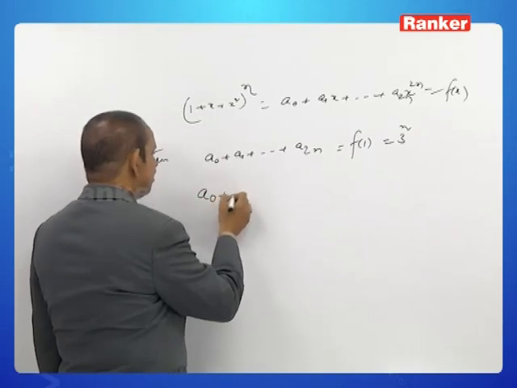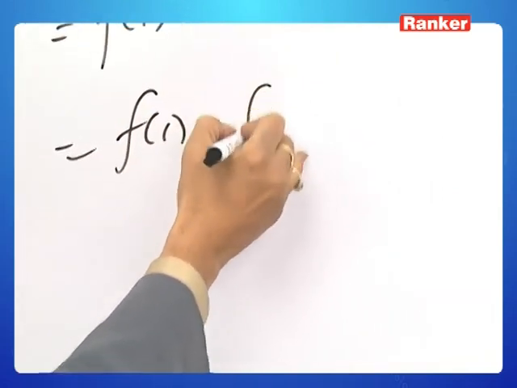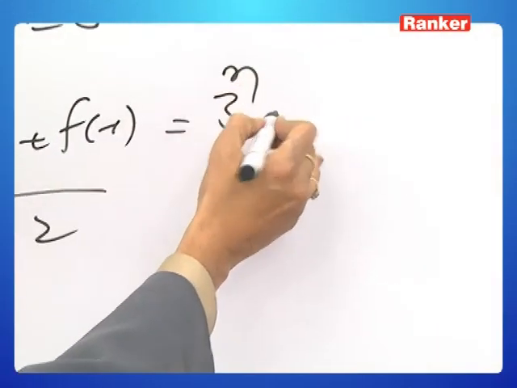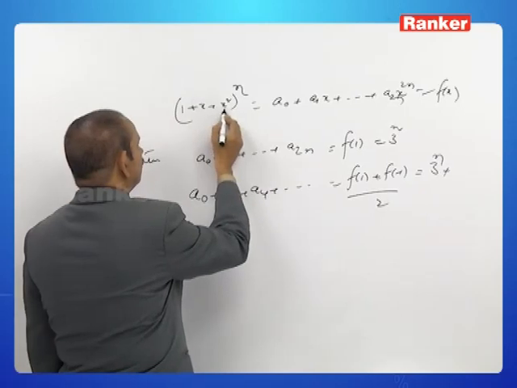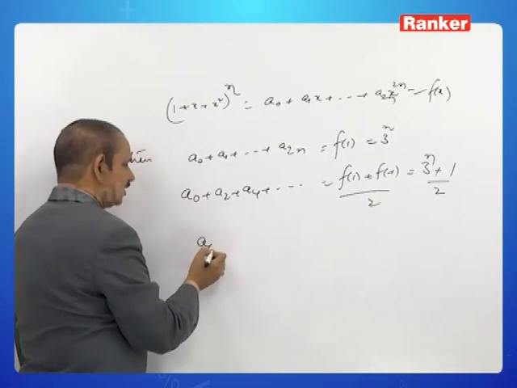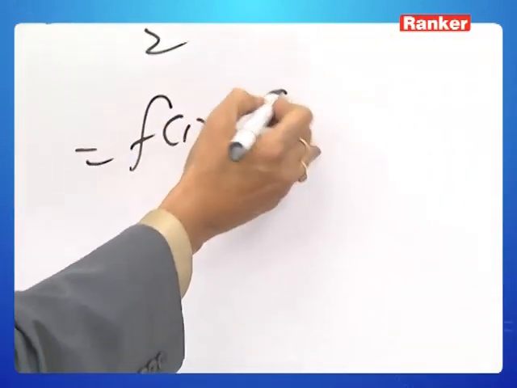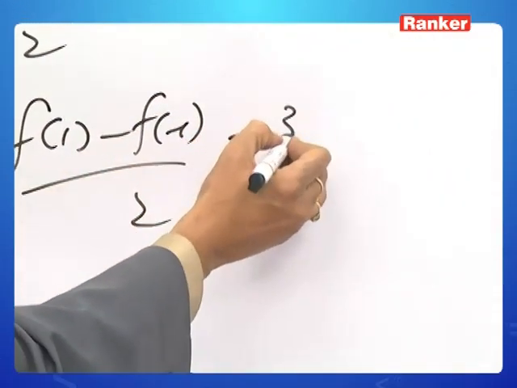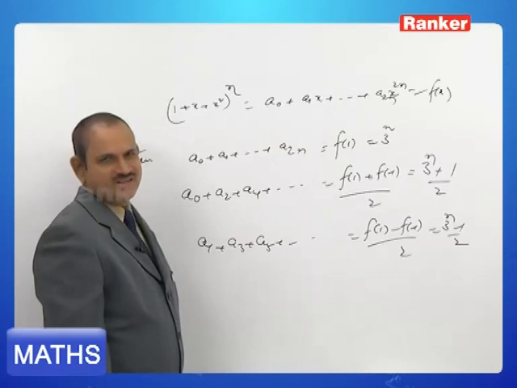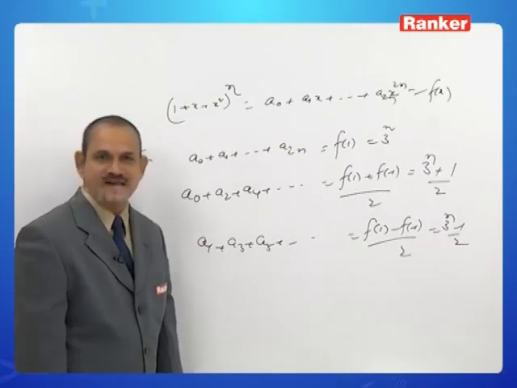Suppose it is required to have a0 + a2 + a4 + etc. Then it is (f(1) + f(-1))/2. f(1) is 3 to the power n. f(-1) is 1 - 1 + 1, which is 1, and 1 to the power n is 1. So it is (3^n + 1)/2. And of course a1 + a3 + a5 and so on is equal to (f(1) - f(-1))/2, according to our previous declaration, so it is (3^n - 1)/2. Like that we have the expansions.